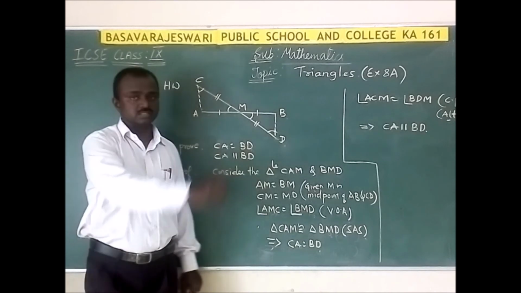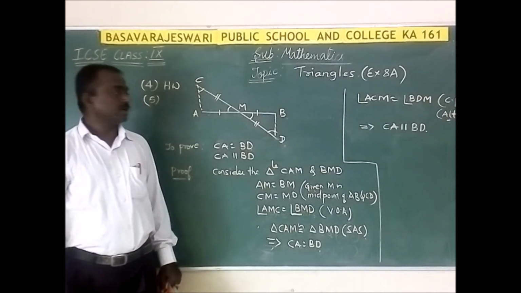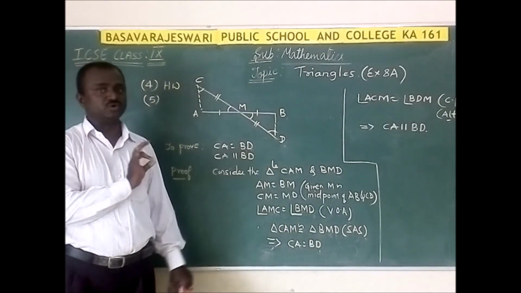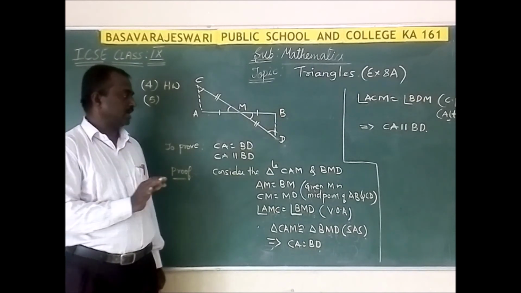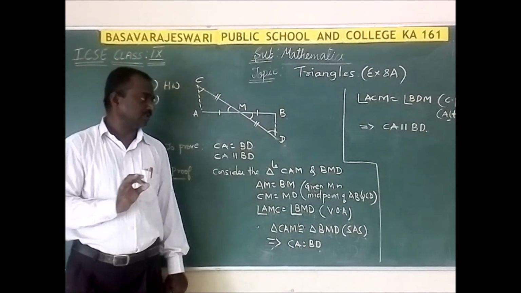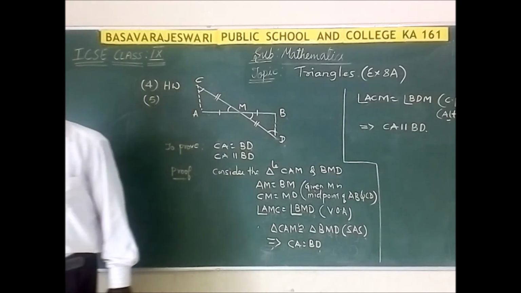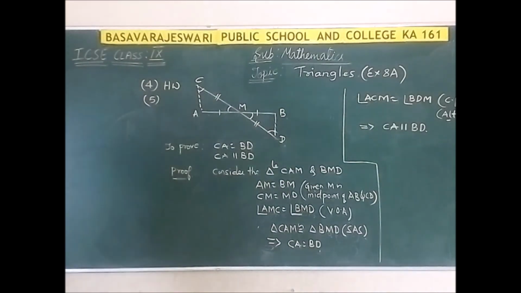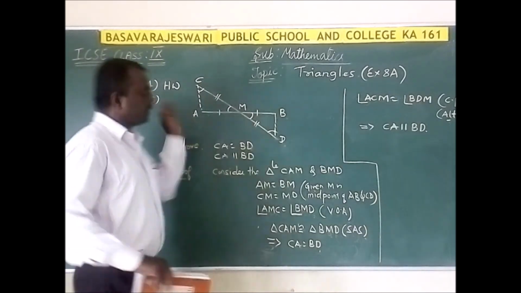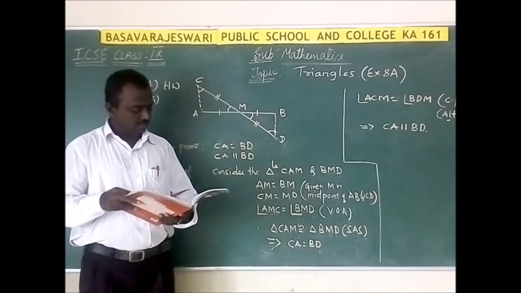So we have to prove CA is equal to BD and CA is parallel to BD. Note down this sum in your notebook. You have to do homework compulsorily in your notebook. You have to write down all the things you are doing here in the class. Understood? So note down this. In the next class I will start with question number 6.